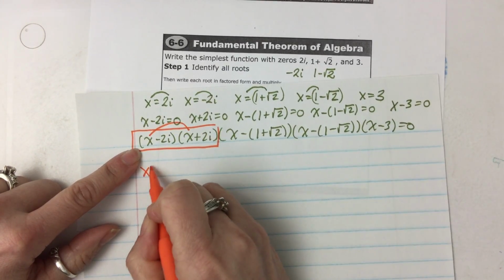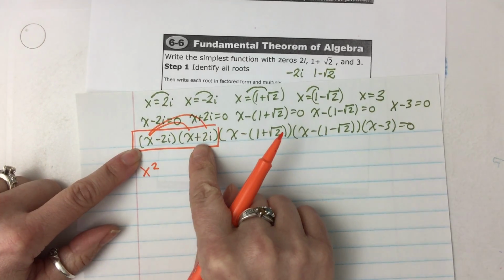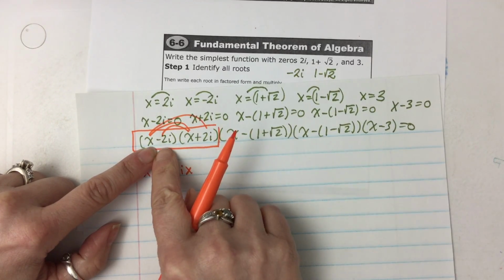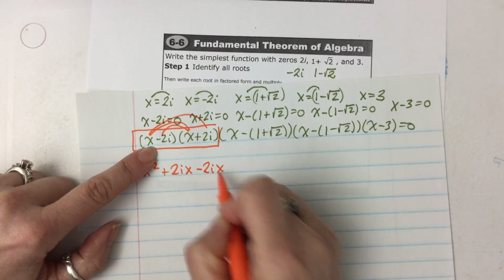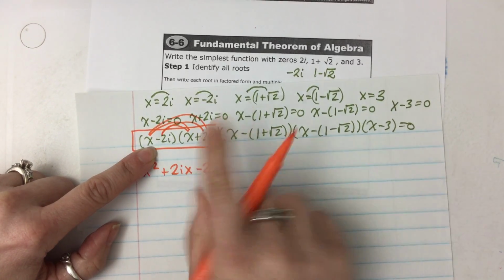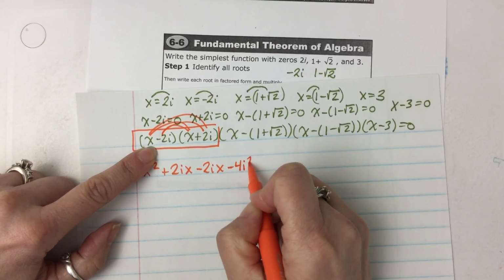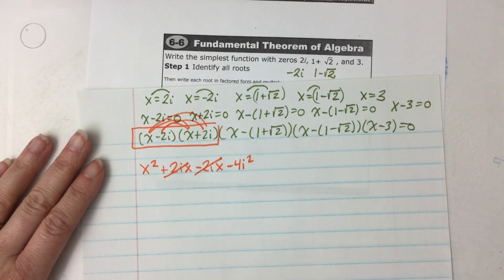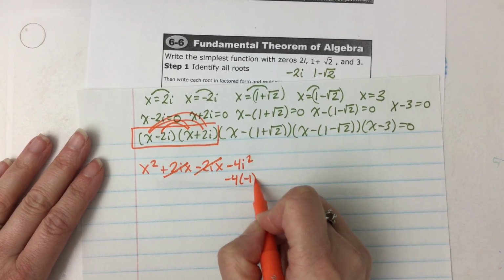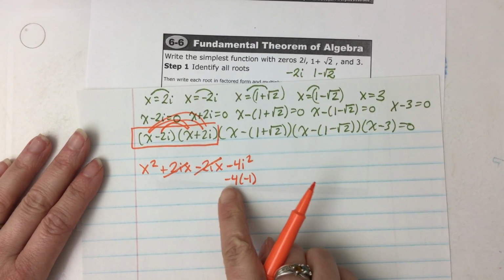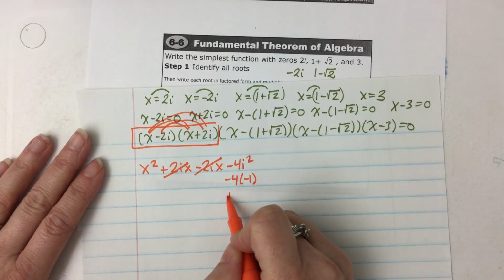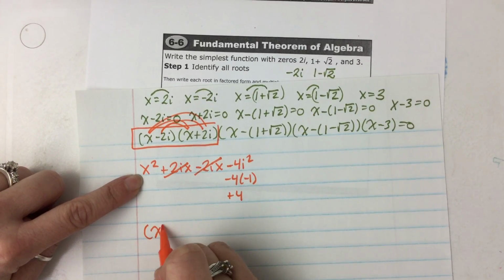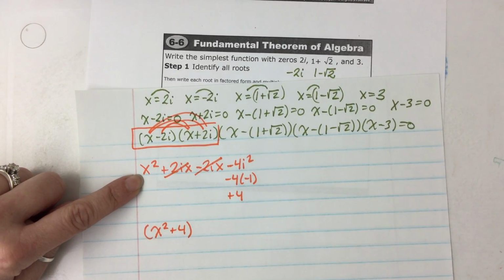X times x is x squared. X times positive 2i is positive 2ix. Negative 2i times x is negative 2ix. Negative 2i times positive 2i is negative 4i squared. Positive 2ix, negative 2ix cancels. Anytime you have i squared, it is replaced with a negative 1. Negative 4 times negative 1 is a positive 4. So these two groups together make x squared plus 4.